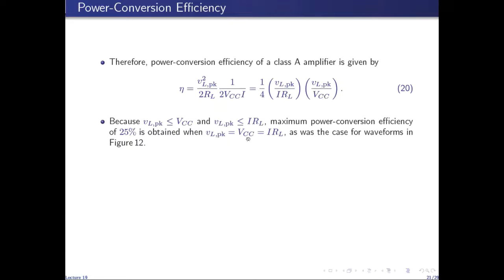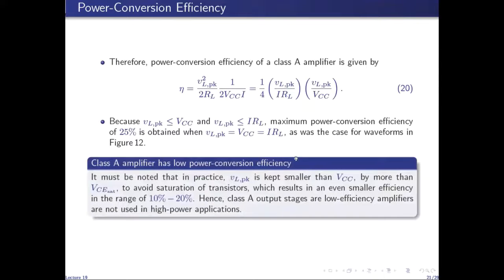In other words, when IRL is equal to VCC, which was the case when we plotted the signal waveforms in figure 12, there we set I to be equal to VCC over RL by setting VCC equal to IRL and ignoring VCE back. So under this setting, we obtain a maximum power conversion efficiency of 25% for class A amplifiers. So we observe that class A amplifiers have a low power conversion efficiency.